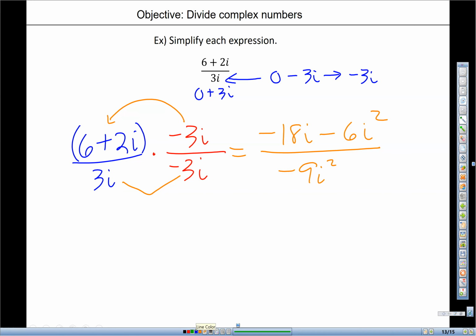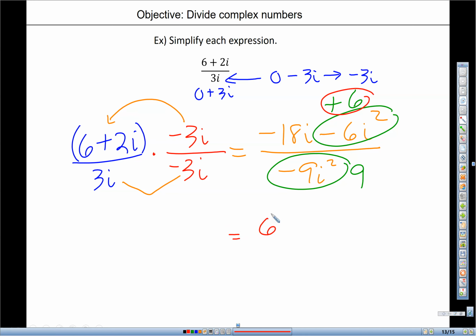Now remember, when I simplify this, negative 6i squared means negative 6 times negative 1, which is a positive 6. That gives me a plus 6. And this gives me negative 9 times negative 1, which is a positive 9. So I want my a plus bi form, remember, and so I'm going to put the real part of positive 6 first, followed by the imaginary part of minus 18i. That's over my denominator of 9.